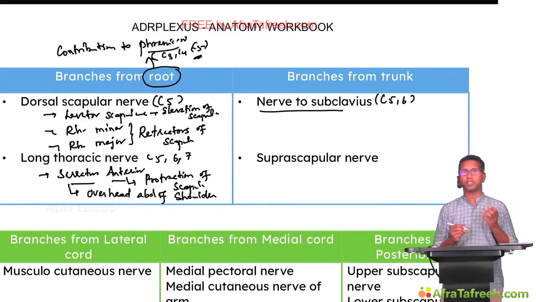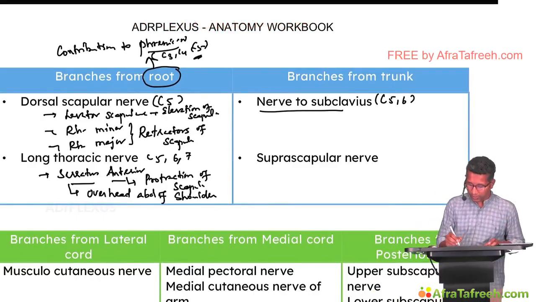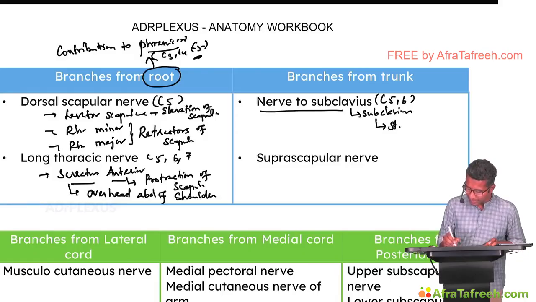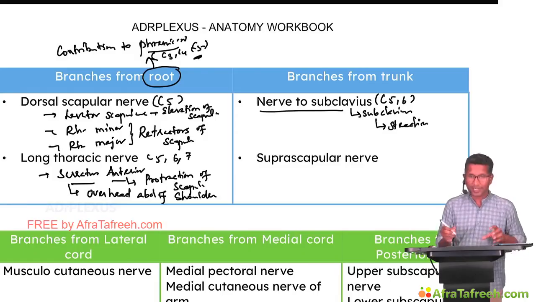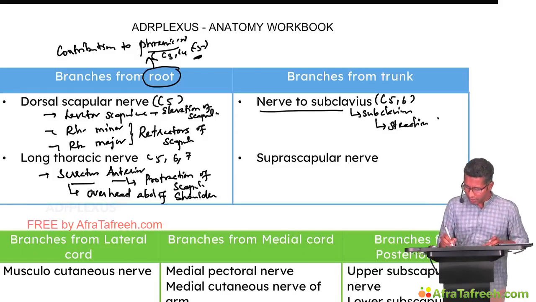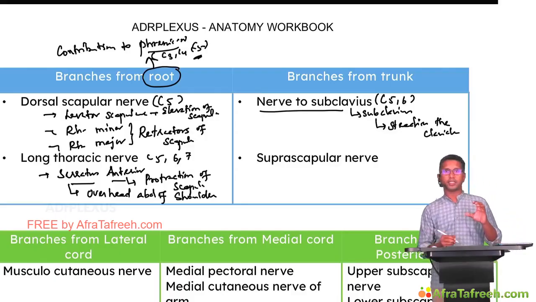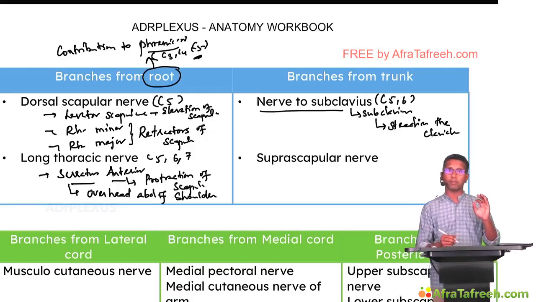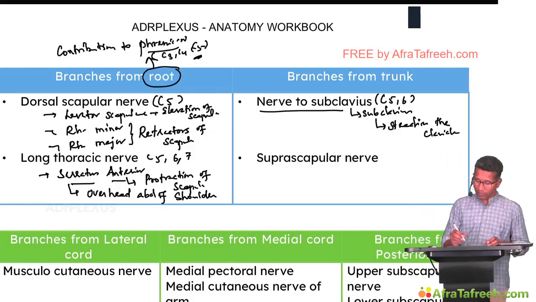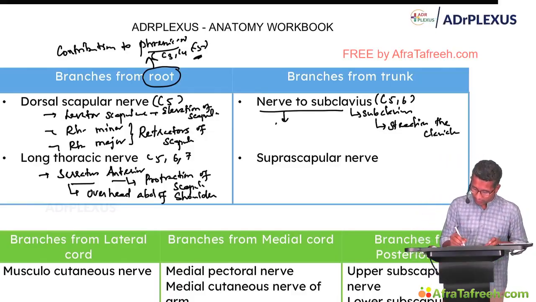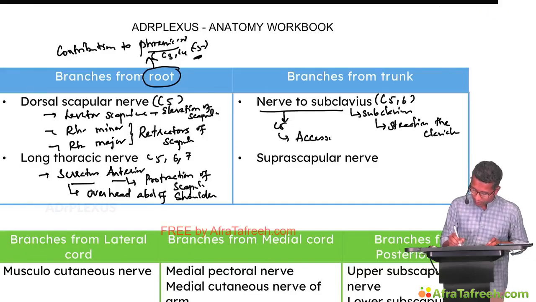Because upper trunk root value is C5 and C6, nerve to subclavius supplies subclavius muscle. What is the function of subclavius muscle? It steadies the clavicle. It makes a clavicle stable, nothing much. Okay, and this nerve has got one more important contribution. From the nerve to subclavius, the C5 root can form a nerve called as accessory phrenic nerve.